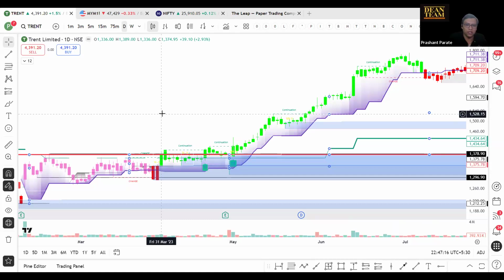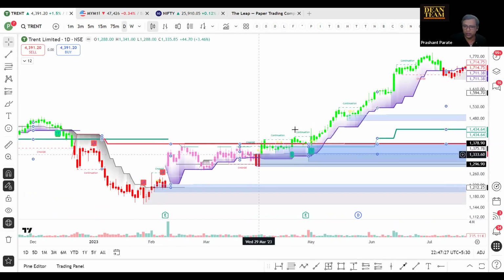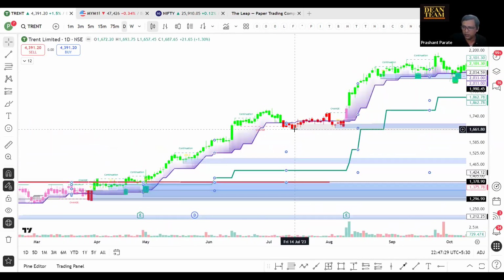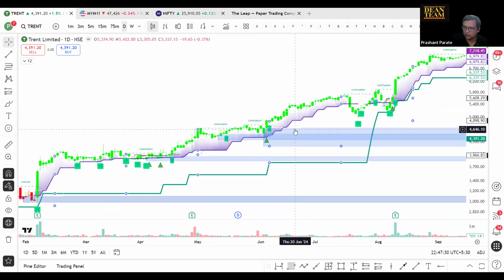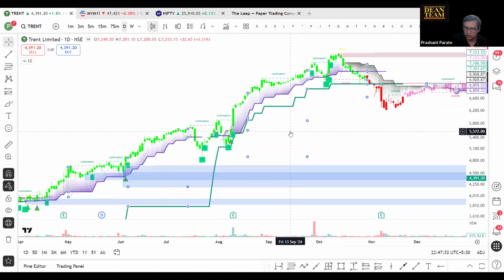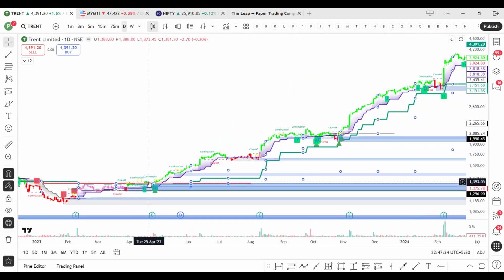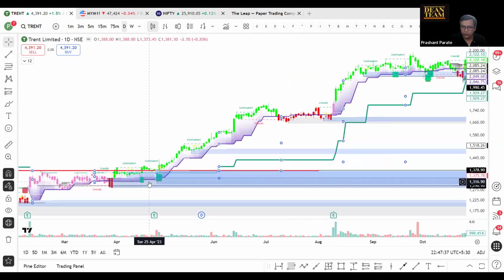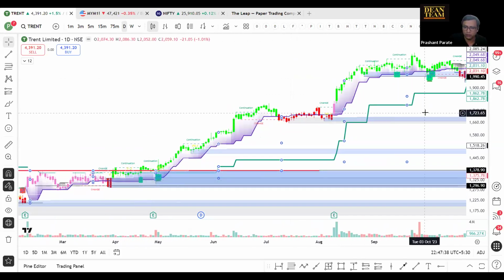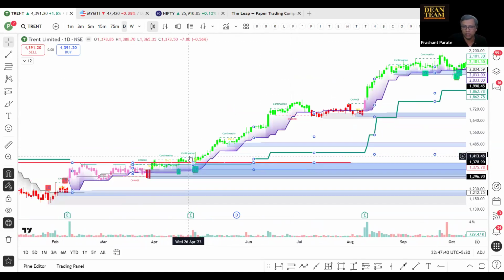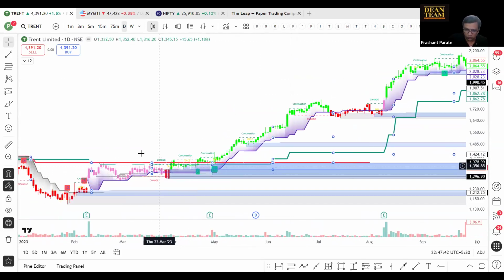So don't fall in love with the company. Understand that if you are stuck with a company, then you are gone. Then you will not get a new company. Trent was initially not a very well known company, and from 1300 it went up to 7000. You will not know which next company can give you this kind of reward if you get stuck with this.